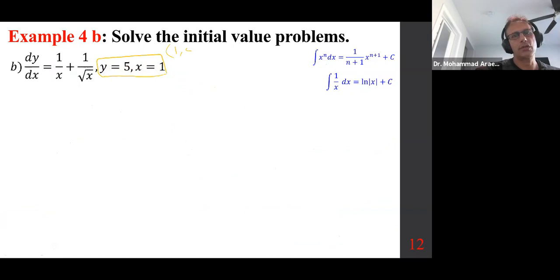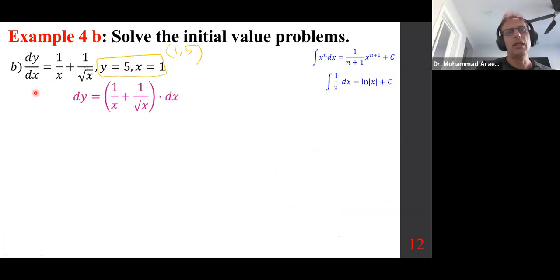This refers to the pair (1, 5). We are going to ignore it for now, solve it as before, then we get to that. Meaning, let's deal with this. dy is the right side times dx. If we integrate, this becomes y or f of x, and the right side we're going to work on. So y is the integral of the right side.